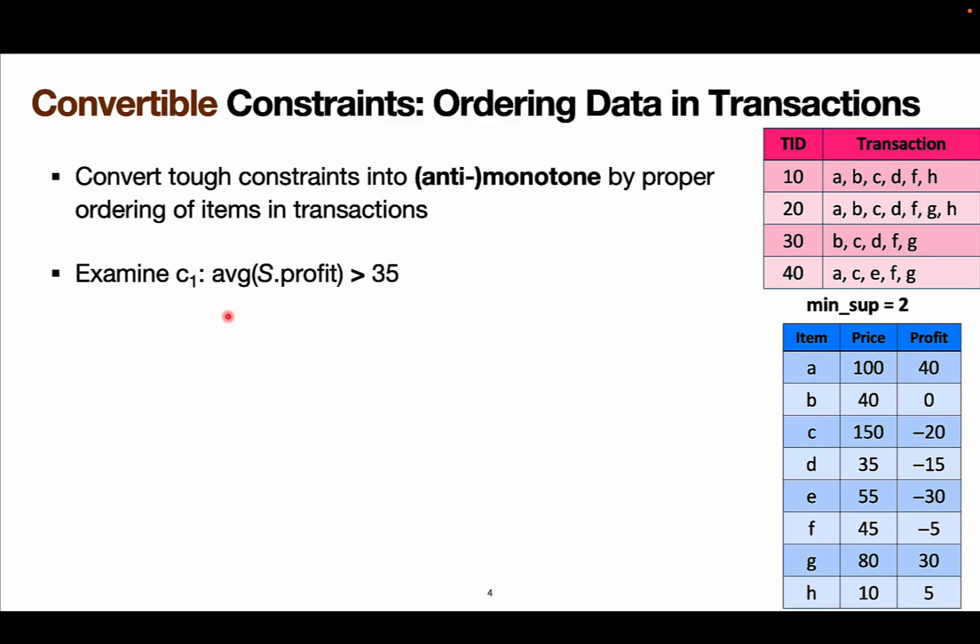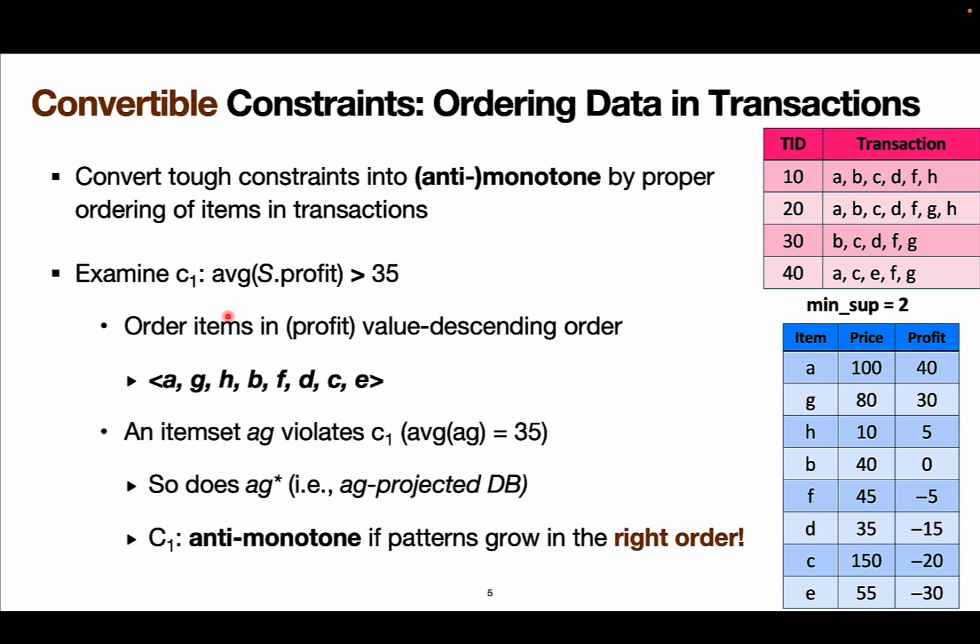At first glance, average profit doesn't look very promising. If I add items with positive profit, the average may go up. If I add items with negative profit, the average may go down. So average can fluctuate. Note, it's neither monotone nor anti-monotone.